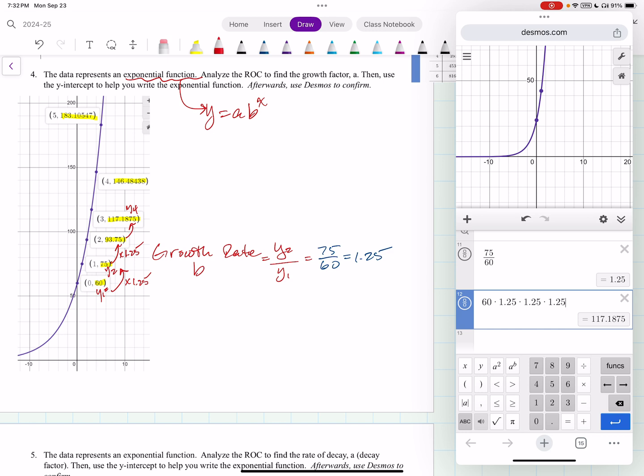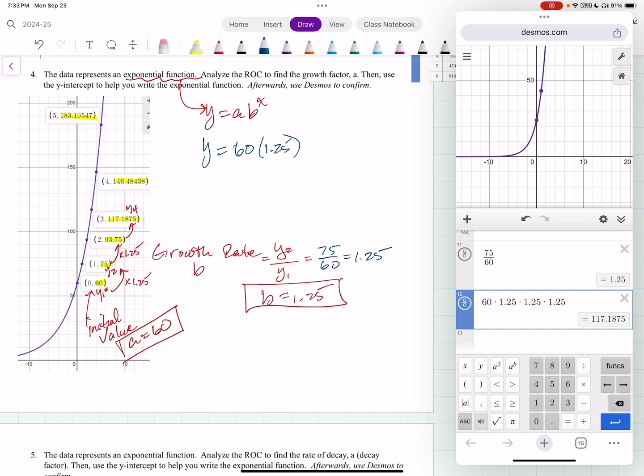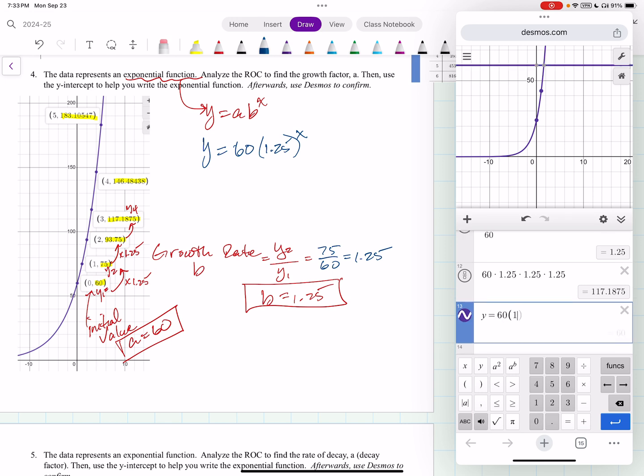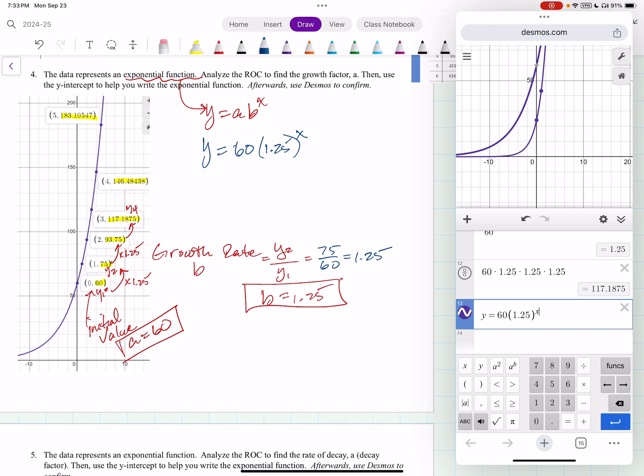So now we need the initial value. Again, at 0 is called your initial value, or you can say starting value, whatever you like. So that is 60. So now I know b is 1.25. Okay, I know the initial value is 60. And all you do is write your function. y is equal to 60 times your growth rate, 1.25, because it's bigger than 1 there, and raise that to the power of x. And then you check it. Okay, so y equals 60 times 1.25, and raise it to the x power.